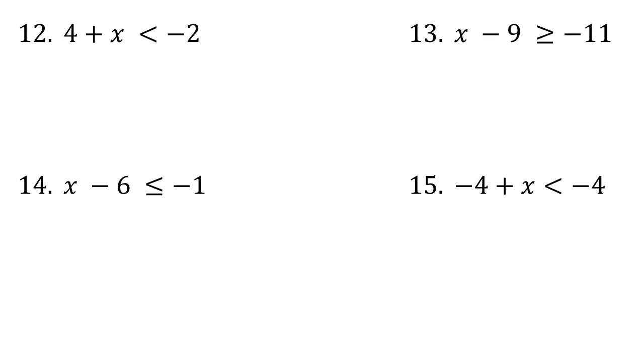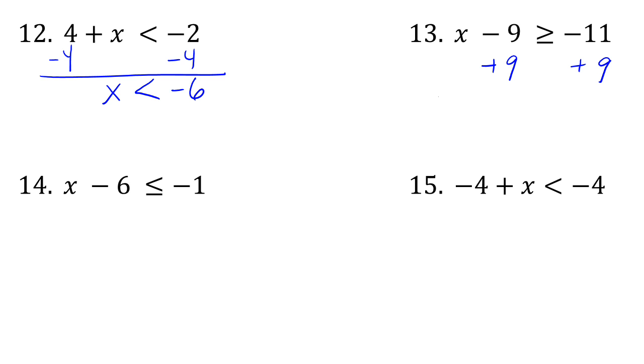Number 12, we have 4 plus x is less than negative 2. So we subtract 4 from both sides of our inequality. So we're left with x is less than negative 2 minus 4, and negative 2 plus negative 4 gives us negative 6. Question number 13. We're going to add 9 to both sides of our inequality. So we're left with x is greater than or equal to negative 2.